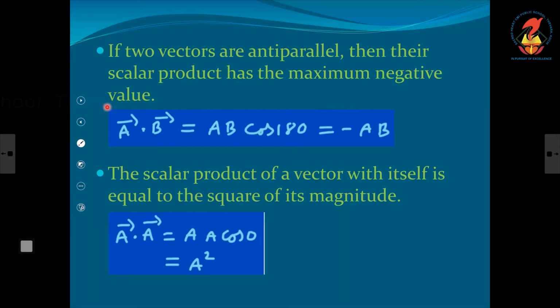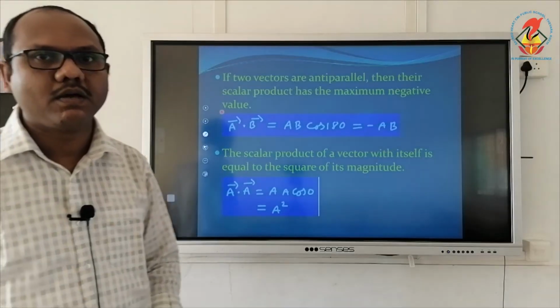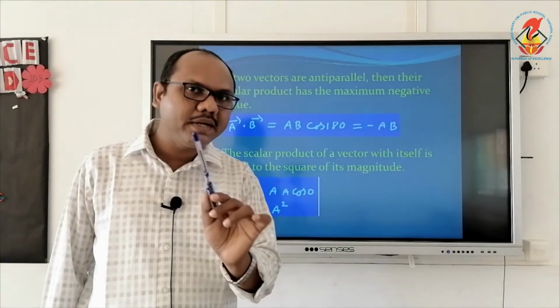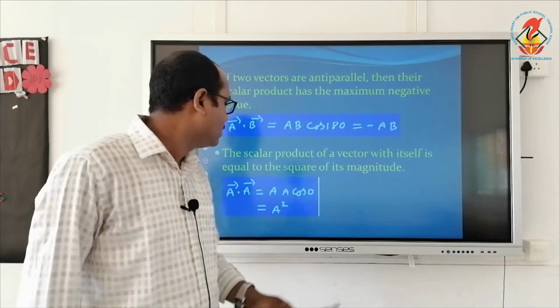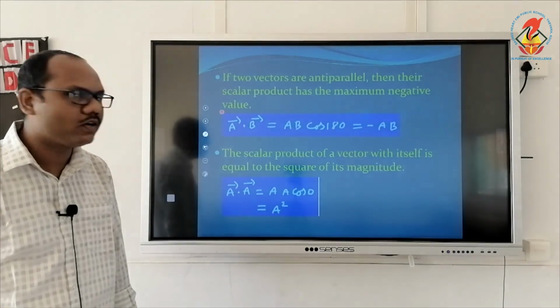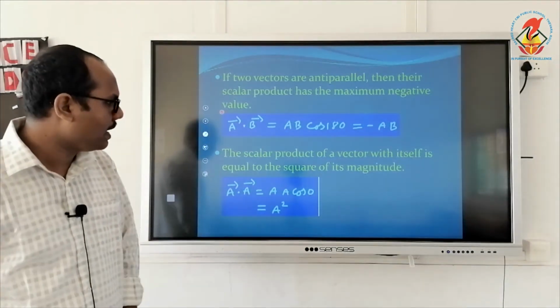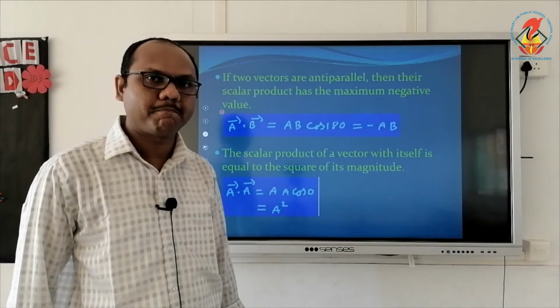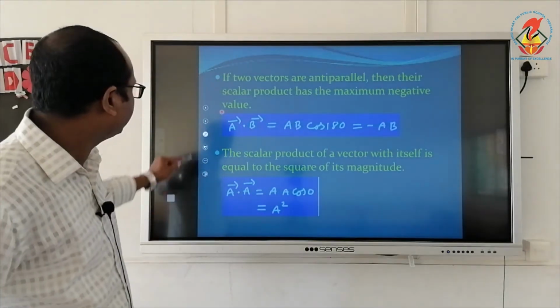Okay, now next point. The scalar product of a vector with itself is equal to the square of its magnitude. Meaning, if I take vector A dot vector A, I can write AA cos 0, because both the vectors are the same, which means the angle between them is 0. So cos 0 is 1, and I will get the answer as A square. So vector A dot vector A is equal to A squared.